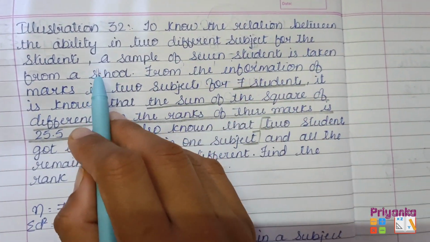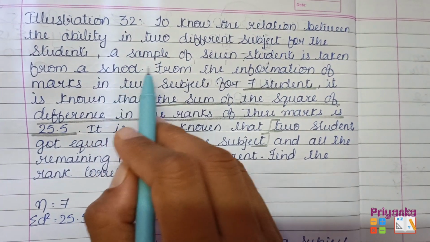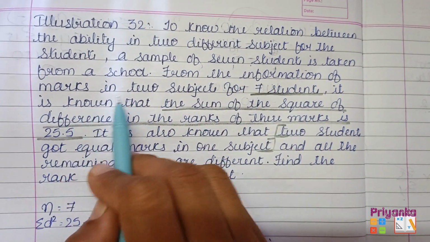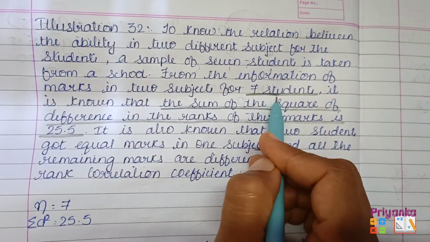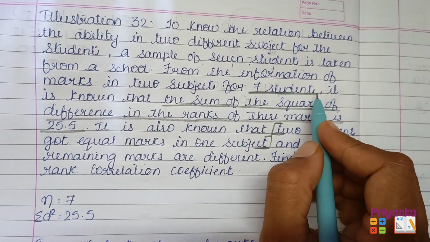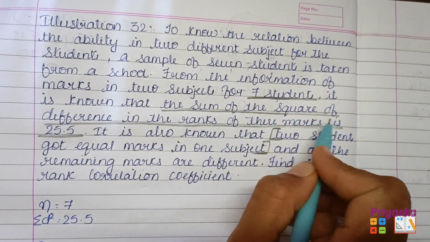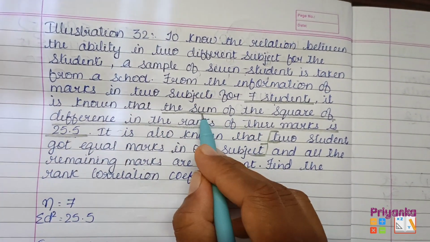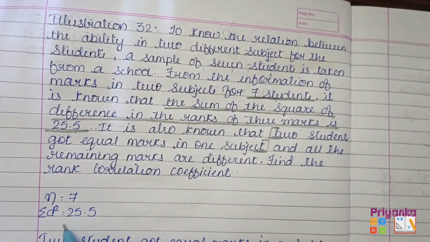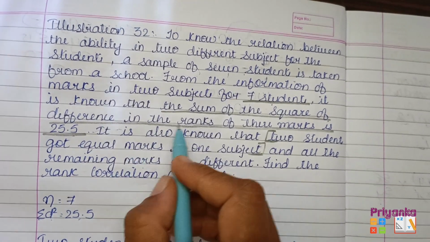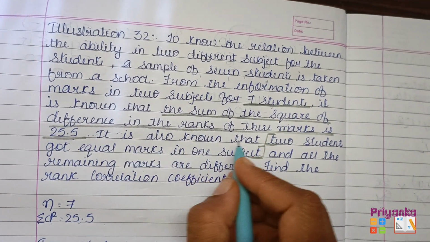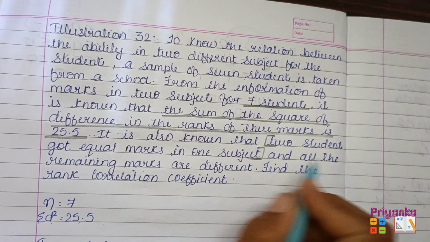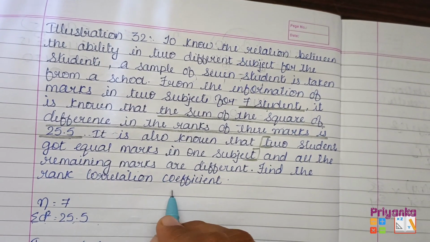To know the relation between the ability in two different subjects for the students, a sample of 7 students is taken from a school. From the information of marks in two subjects for 7 students, which we denote as n is equal to 7. It is known that the sum of the square of difference in the rank of their marks is 25.5. Sum of the square of difference of rank, that is d square, here they gave the value 25.5. It is also known that two students got equal marks in one subject and all the remaining marks are different. Find the rank correlation coefficient.